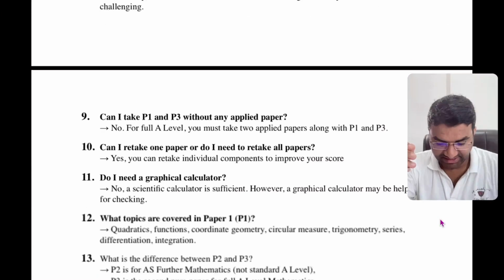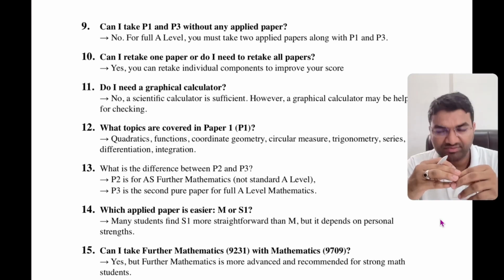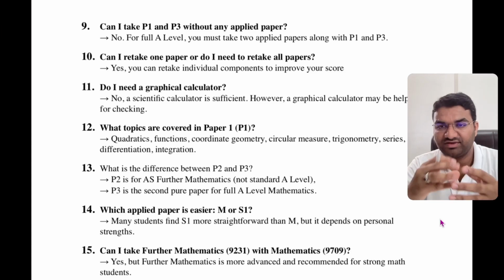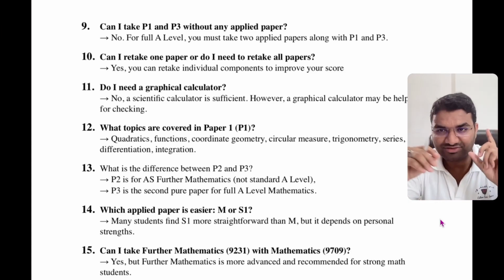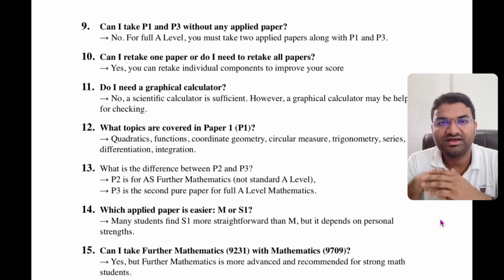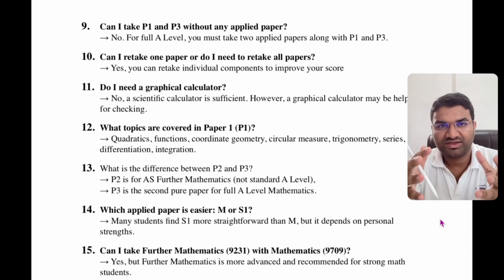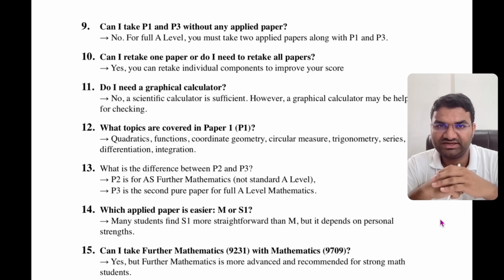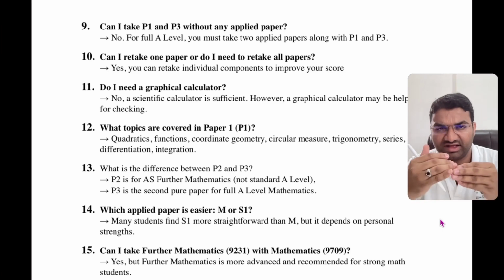Next, can I take P1 and P3 without any applied paper? No, that's not possible, because you have to take P1 and P3 as compulsory. At AS level you have to take P1, and at A level you have to pick P3. Can I retake one paper, or do I need to retake all the papers? Yes, you can retake just one paper if you are not satisfied with your marks, things like that.